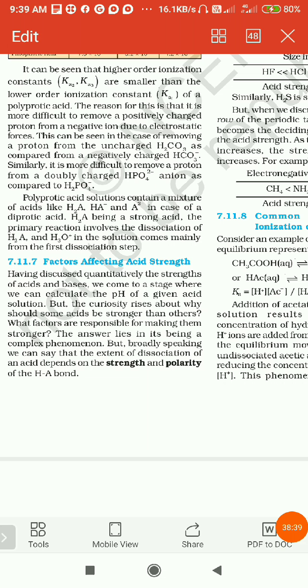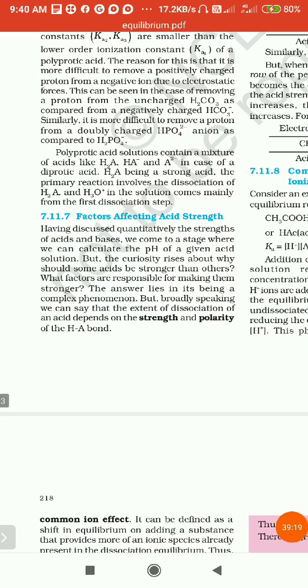That means dissociation takes place completely in those acids. So if dissociation is complete, the acid has more strength. Those are strong acids. The strength of an acid depends on its dissociation constant, on how it dissociates. Strong acids dissociate highly. Weak acids dissociate only partially.